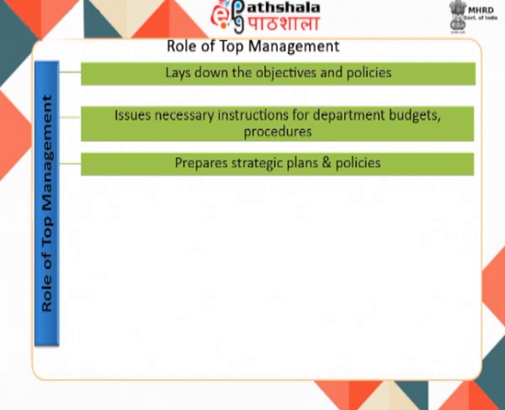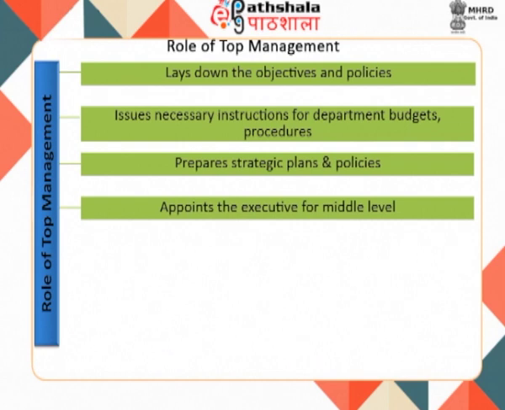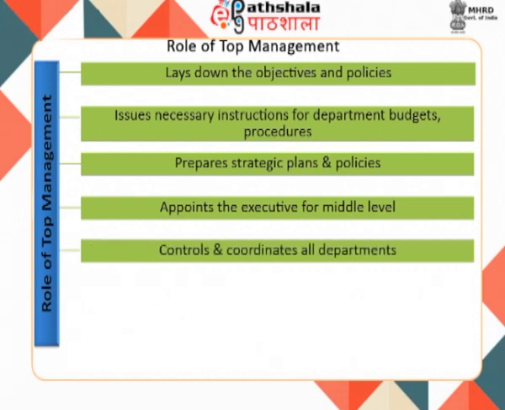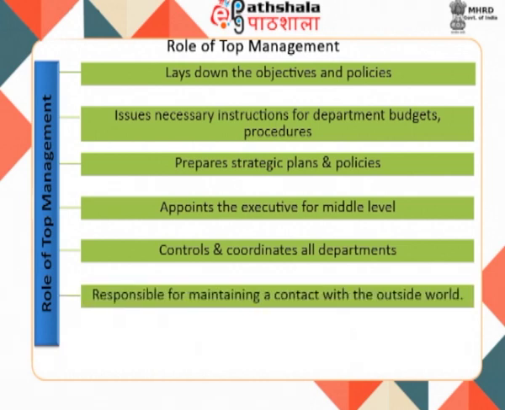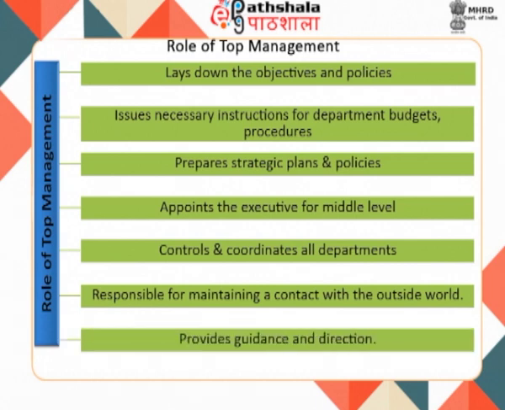Top level management appoints the executive for middle level, departmental level managers. They control and coordinate the activities of all the departments. They are also responsible for maintaining a contact with the outside world. Top level management provides guidance and direction. They are responsible towards the shareholders for the performance of the enterprise.